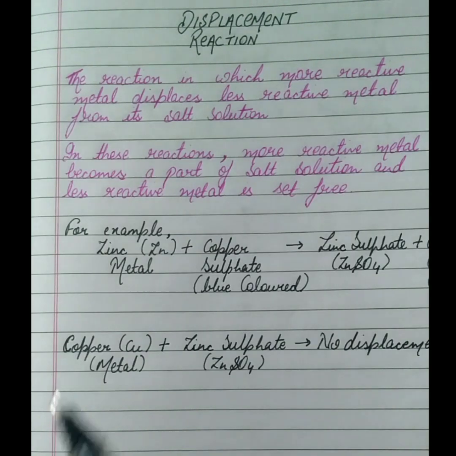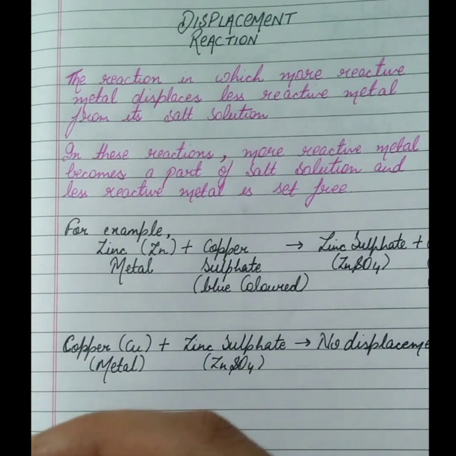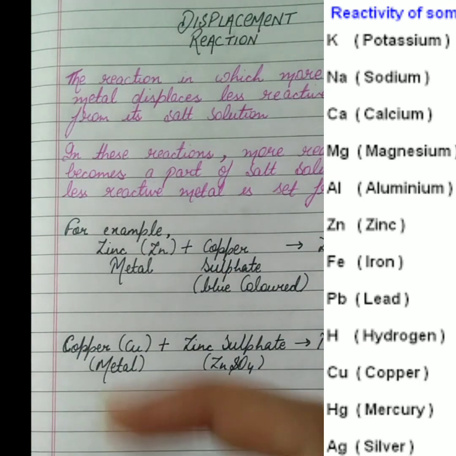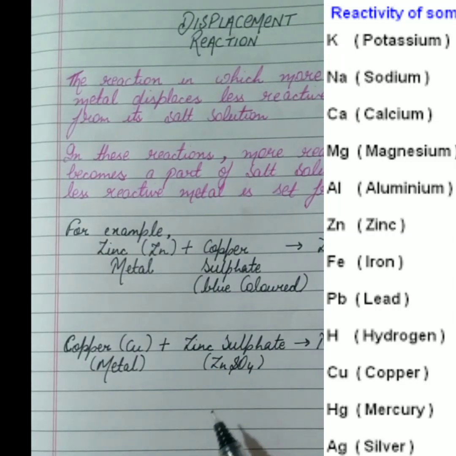So students, I'll ask you, out of magnesium and potassium, which is more reactive? By looking at this reactivity series, you can let me know that potassium is more reactive. So we just need to know which metal or which element is more reactive.